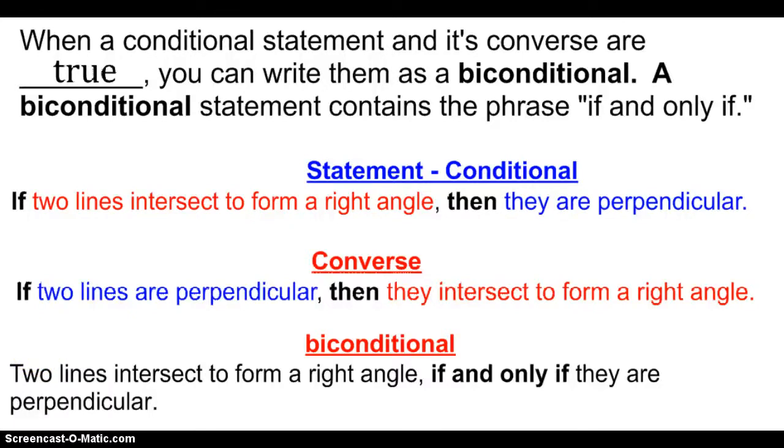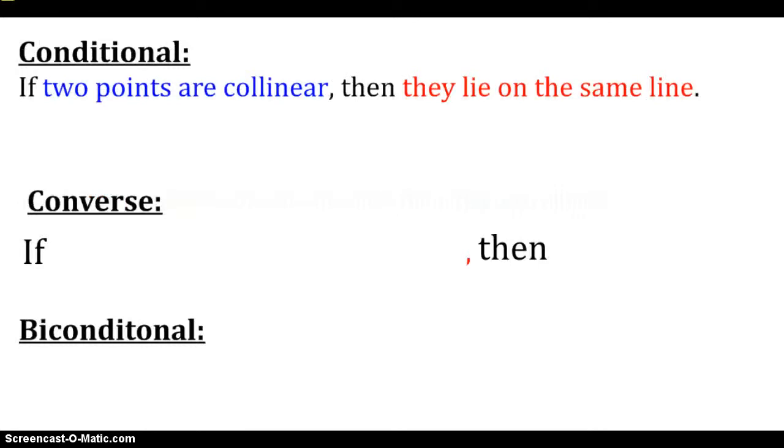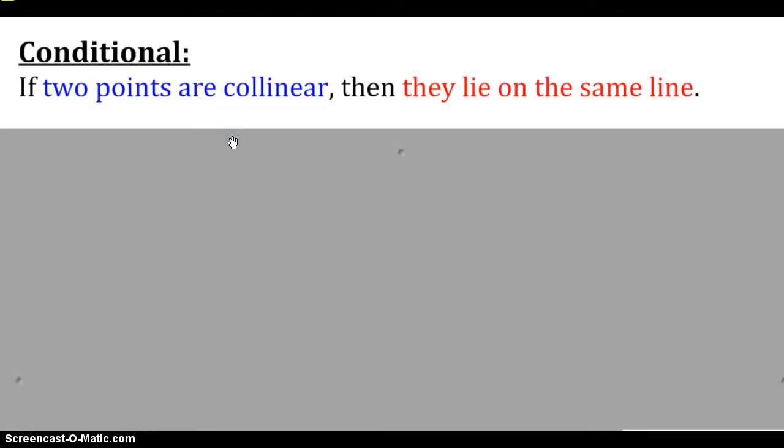Let's look at another example. Here's my conditional sentence. If two points are collinear, then they lie on the same line. And if you remember what collinear means, it means that they lie on the same line. So this is absolutely a true statement. Please pause the video, take a second, and write the converse.